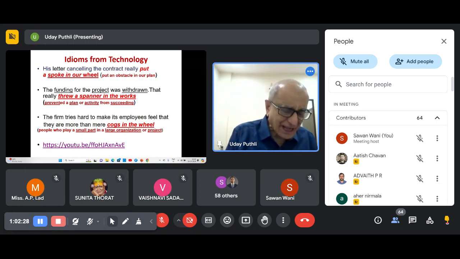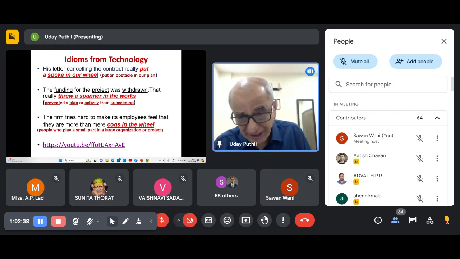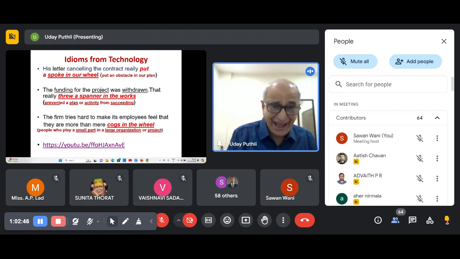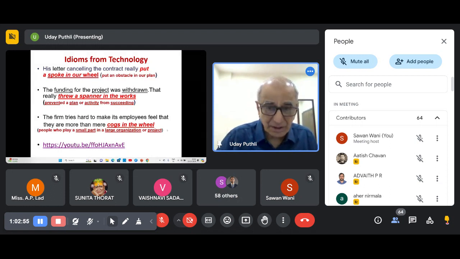Now, they are not uncommon idioms, most of them. Some of them are, but most of them are not uncommon. But still, I think some may be. For example, cog in the wheel is not uncommon. But throwing a spanner in the works and putting a spoke in the wheel, I don't think everybody will know what it exactly means. People may take it literally. So we go to the next line.